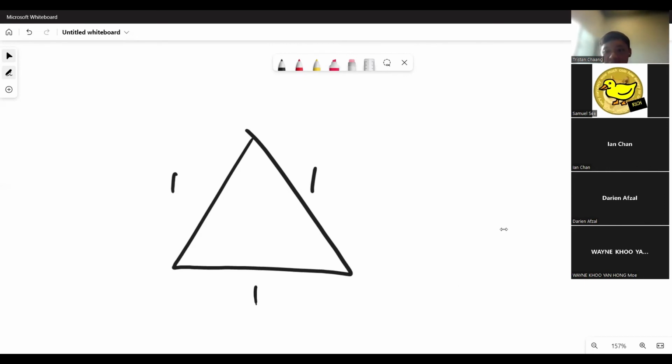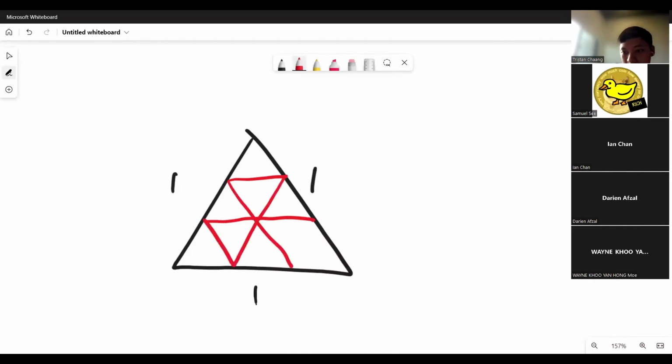Yes, someone said it. Split the triangle into 9 equilateral triangles of side length 1/3. Yep. Now there are 9 regions here. And so 2 of them must lie in the same region. And if 2 of them lie in the same region, obviously their distance is less than 1/3.